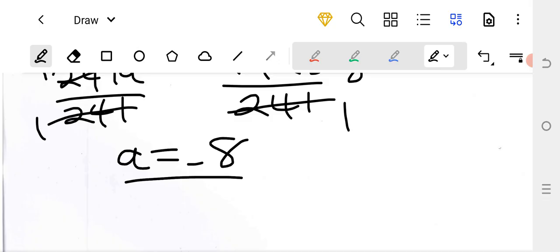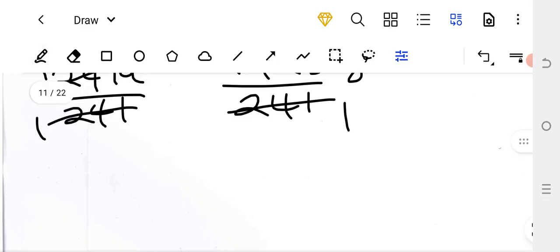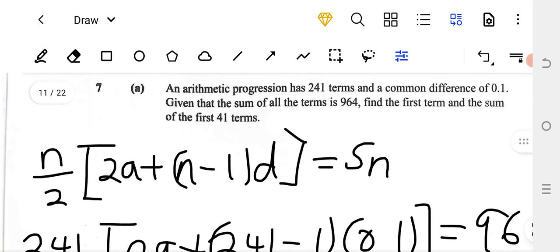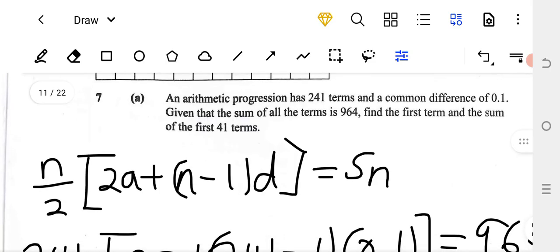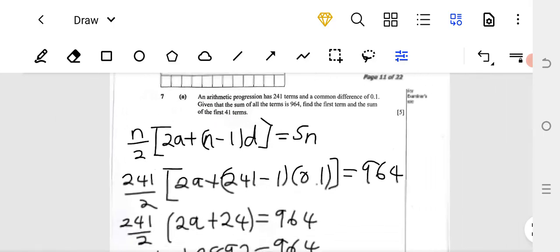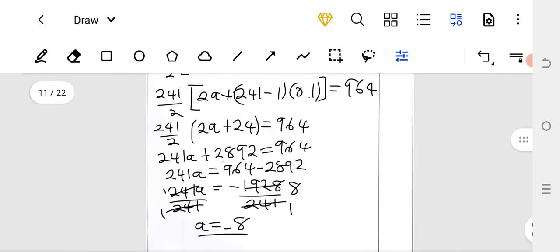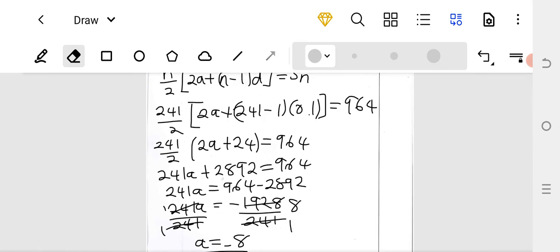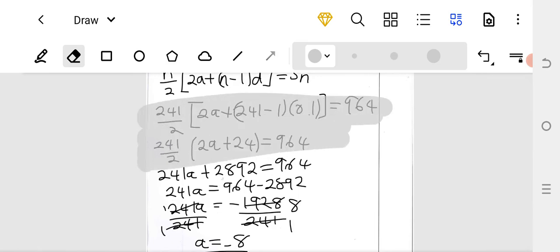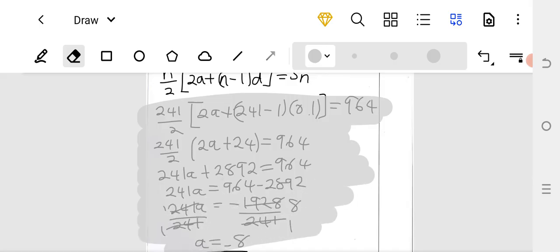So I found the value of a. The question was saying find the first term and the sum of the first 41 terms. So now you know that your first term is negative 8. Hence you can clean up and find the sum of the first 41 terms.